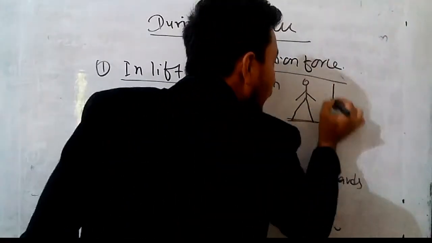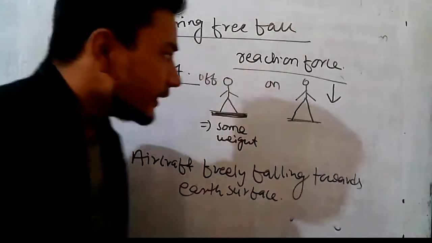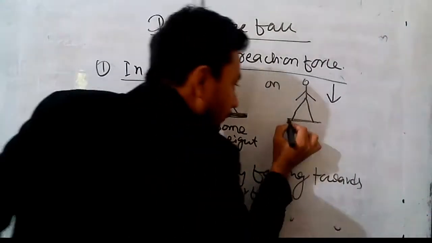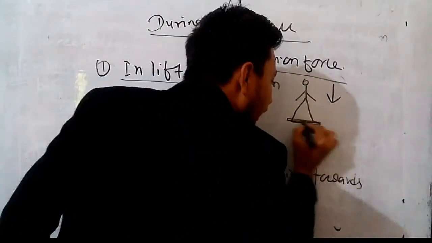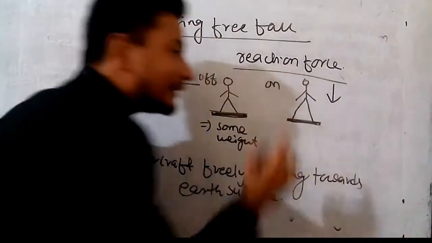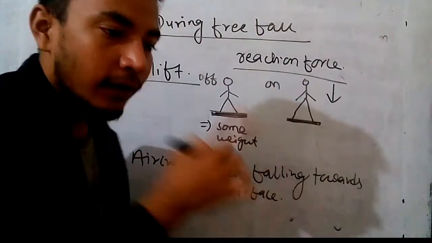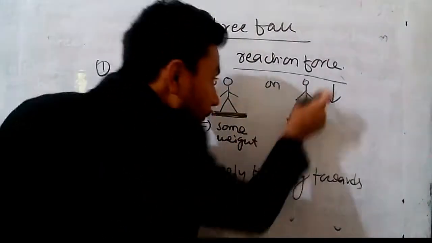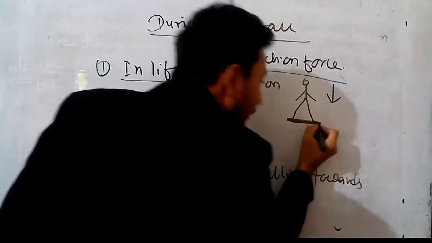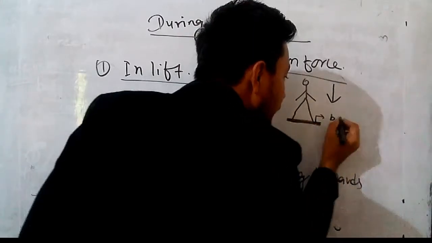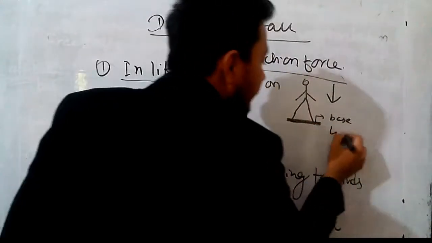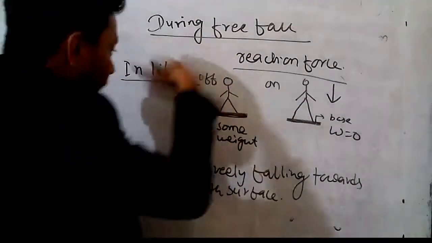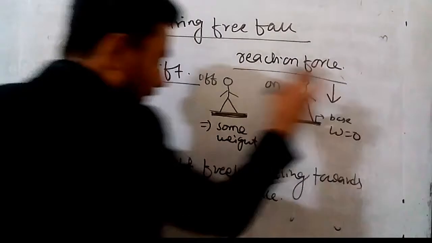Suppose it moves down, so free fall occurs. In that case, when free fall occurs, the man on the lift does not exert any reaction force, because during free fall the reaction force becomes 0. So the man present on the lift does not exert any force on the base of the lift, so the weight equals 0. So in the lift, the weight of the body becomes 0.